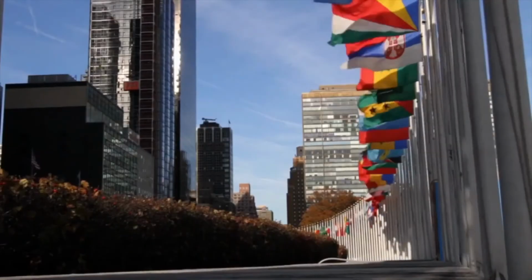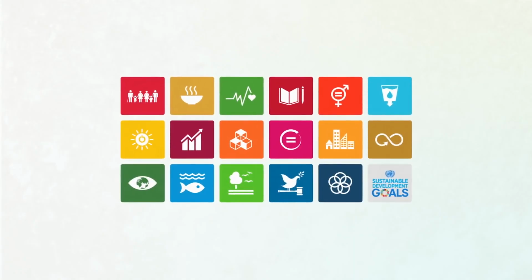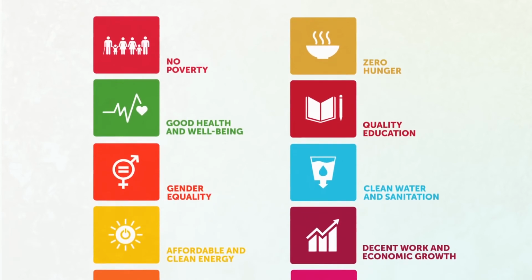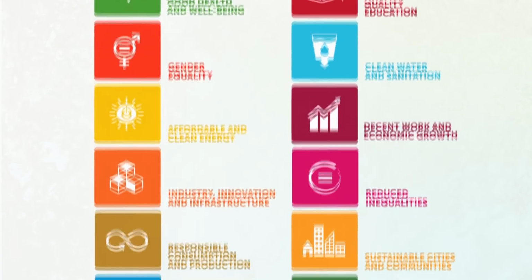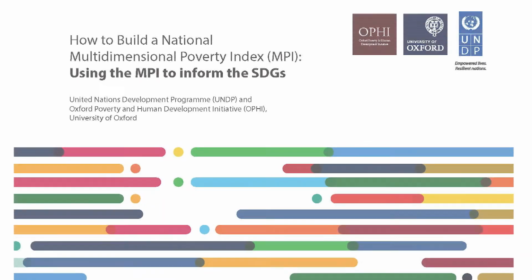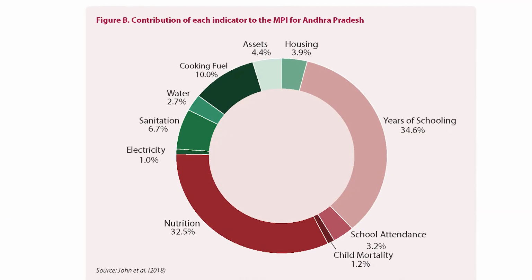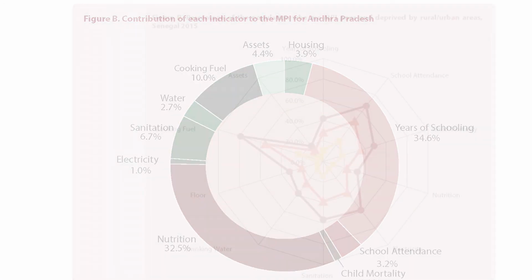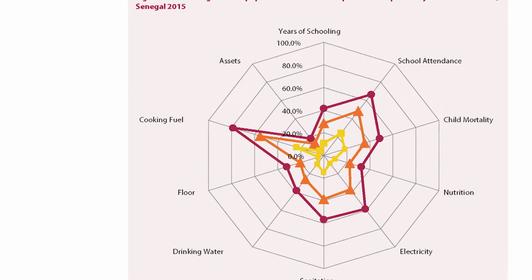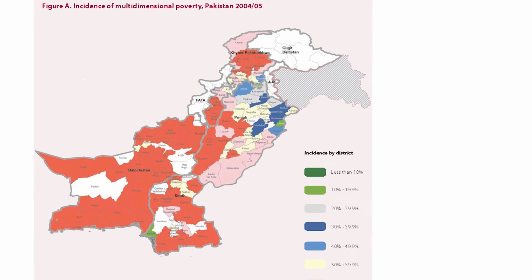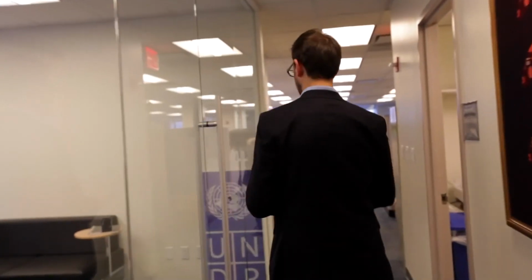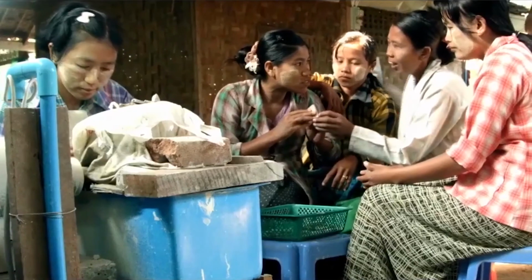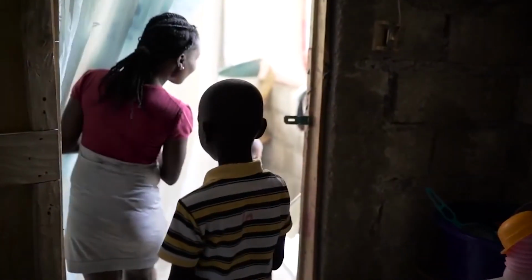The 2030 Agenda for Sustainable Development invites countries to develop and use poverty metrics beyond income. UNDP and the Oxford Poverty and Human Development Initiative offer a multidimensional approach to measure poverty, a multidimensional poverty index. In a 5-week course, Designing a Multidimensional Poverty Index, you will learn to develop a comprehensive measure to capture the many deprivations faced by the poor.